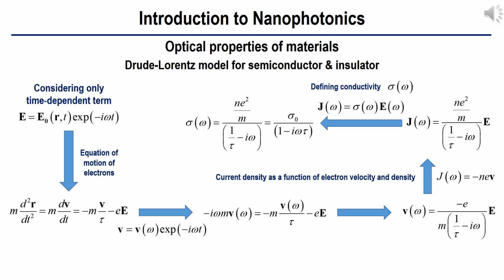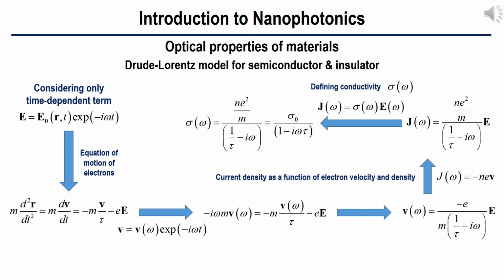For insulators and semiconductors, we can derive an important relation between the light frequency omega and the conductivity of the materials. The model is called the Drude-Lorentz model. We start with the expression of the electric field with a temporal oscillation term. We insert this expression into the equation of motion of electrons. In this equation, it should be noted that there is a drag force term represented by the relaxation time tau.